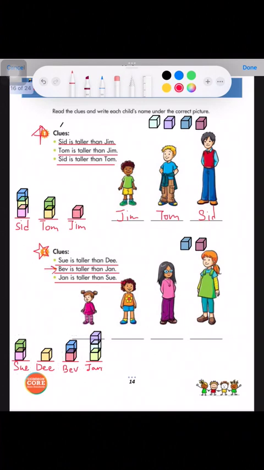So let's read the clues carefully. Let's read the second one again. Beth is taller than Jane. So we may add blocks to Beth until she's taller than Jane. Now we know their heights. The tallest one is Beth. The second tallest is Jane. And then Sue. And the smallest one is D.